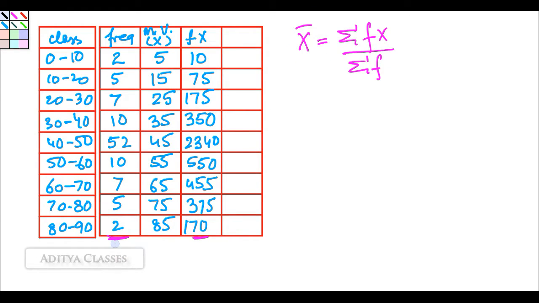And now we can have our summations over here. Summation of frequency, because we'll be needing it over here, and summation of fx. So summation of frequency would give me 100 and summation of fx would give me 4500, giving me a mean of 4500 upon 100. So we have a mean of 45.